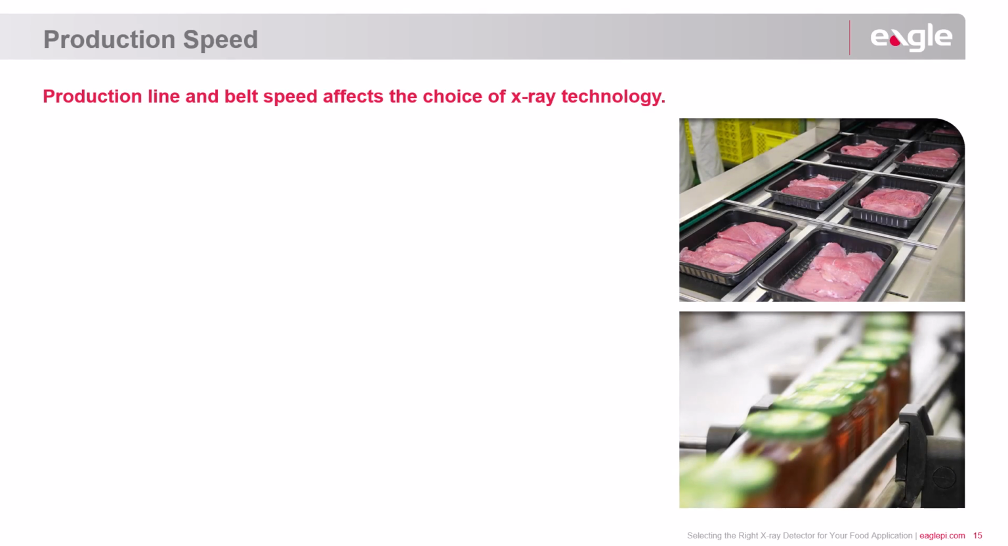Production speed plays a critical role when choosing an X-ray detector. As products move faster along the production line, the integration time for the detector decreases. This shortened analysis time impacts the choice of X-ray technology used.